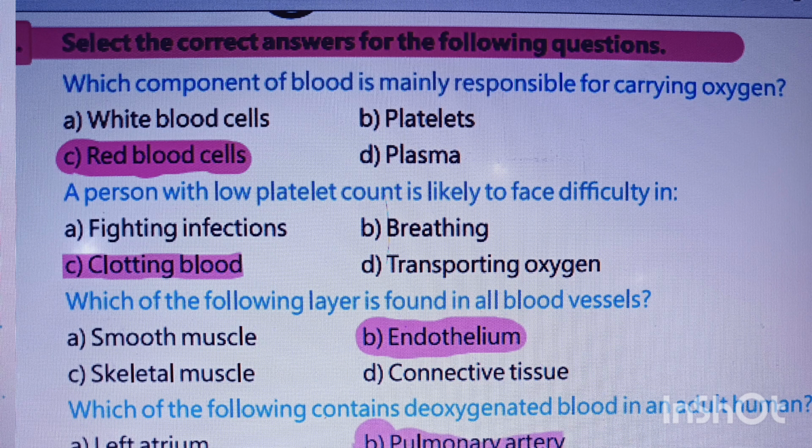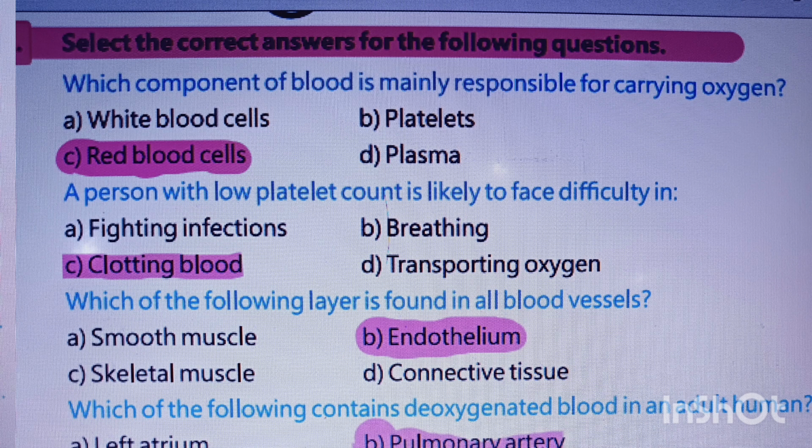The next one is, a person with a low platelet count is likely to face difficulty. A person who has a deficiency of platelets, what difficulty do they have to face? So, your right answer is option C, blood clotting. For someone whose platelets are low, their blood will not clot very quickly.